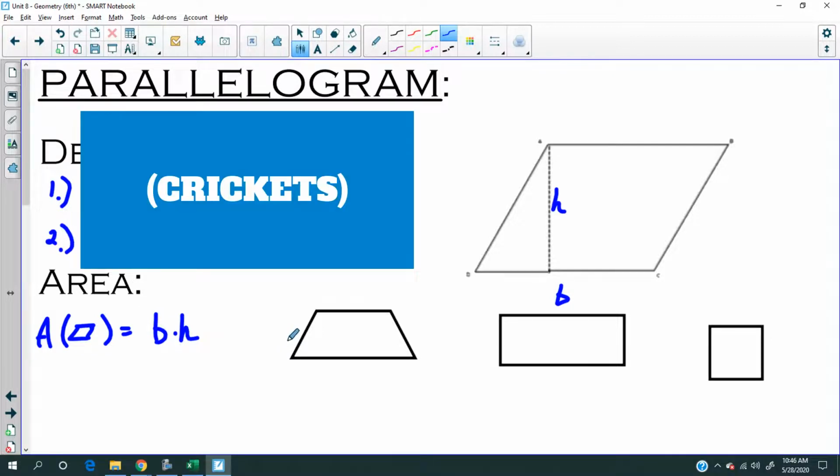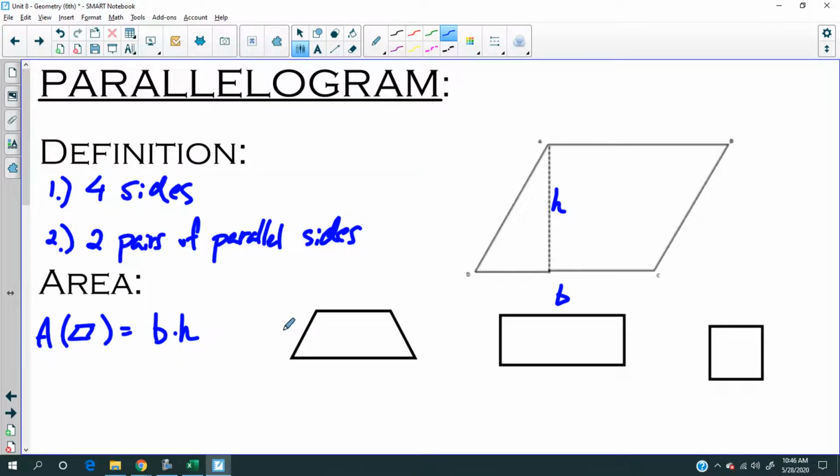All right, can you hear the crickets? That's it. I'm not going to have you divide by 2 and multiply by the height again, or have base 1 plus base 2. There's no such thing. Just base times height.